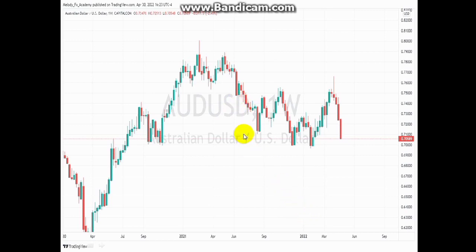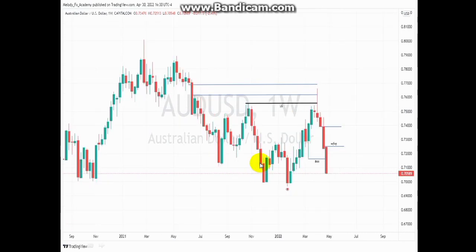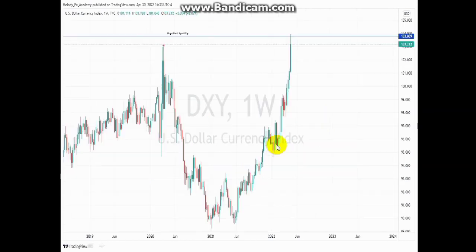There are going to be times when there is a crack in correlation, but in this example we can see that it is corresponding well, like it should. The Australian dollar is currently bearish, and the dollar index is currently bullish.